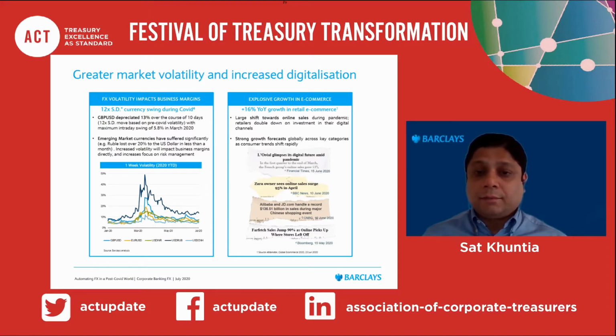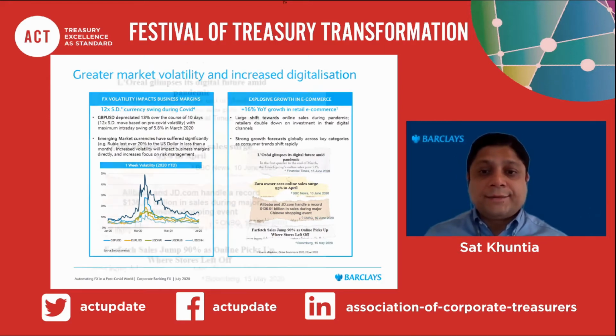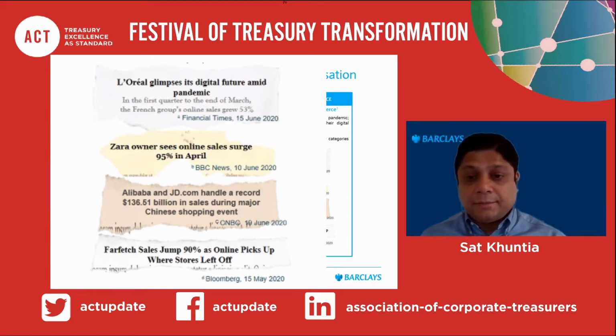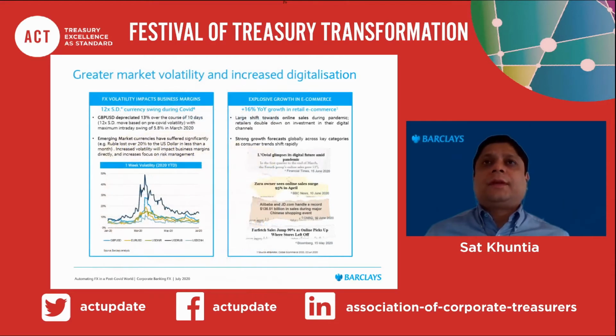So L'Oreal, consumer goods company, massive move in their digital channel. Sales grew 53%. Inditex, Zara, saw online sales surge 95% in the month of April. And I've also seen they've announced massive investments in that particular channel. So the big online marketplaces in Far East like Alibaba and JD.com, very similar numbers. Farfetch, very similar 90% growth. Now, these are just examples of some of the consumer digital channels.